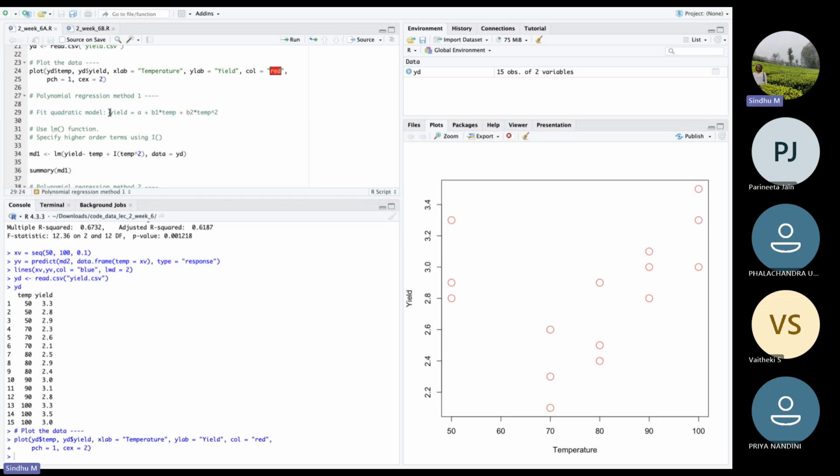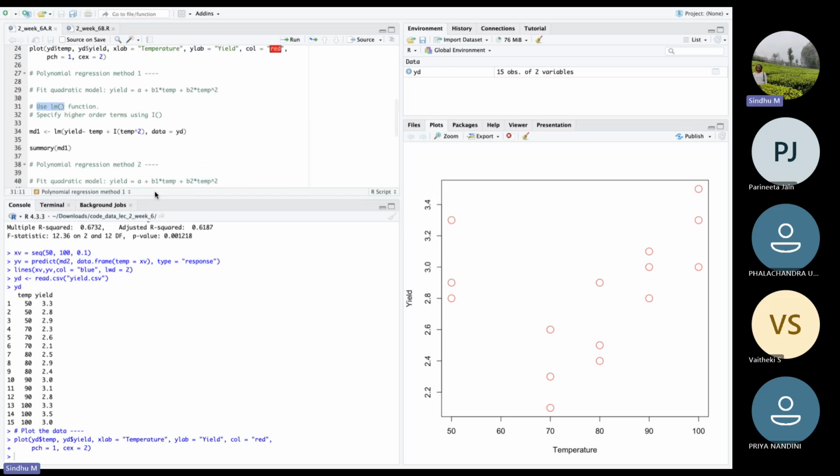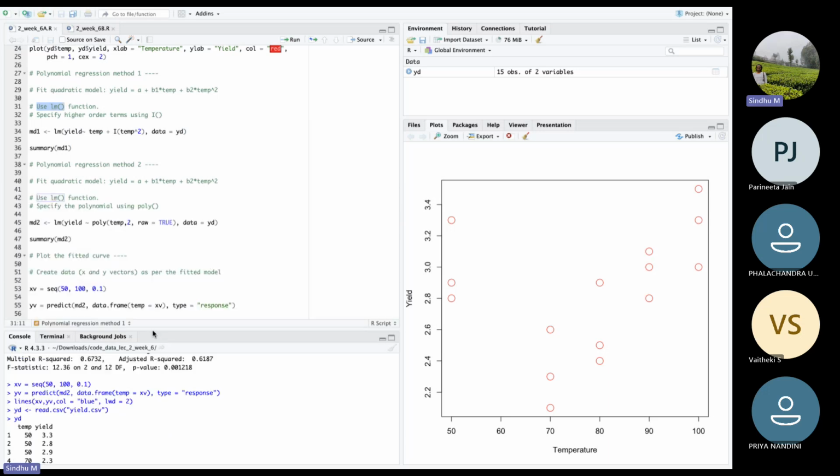So this yield, that is the dependent variable, that will be in the y-axis, is equal to a plus b1 into temperature plus b2 into temperature squared. So here to fit a quadratic equation, we can use the same LM function that we used previously. So the format is similar. The syntax is similar. It's slightly different.